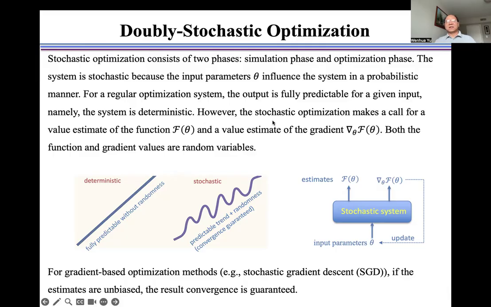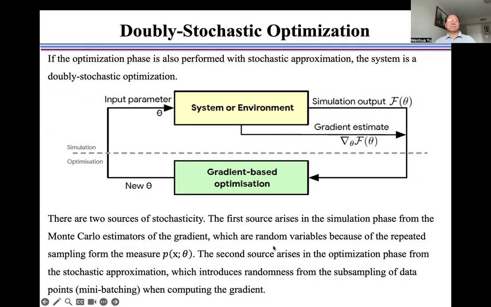However, the stochastic optimization makes a call for value estimate of a function f and value estimate of a gradient as shown here. Both the function and the gradient values are random variables. For gradient-based optimization methods, for example, stochastic gradient descent, if the estimates are unbiased, the result convergence is guaranteed.